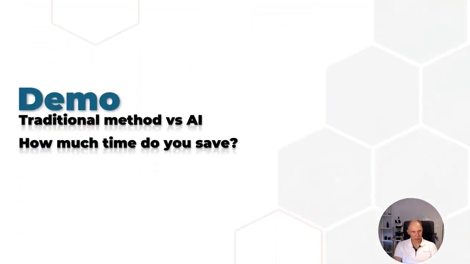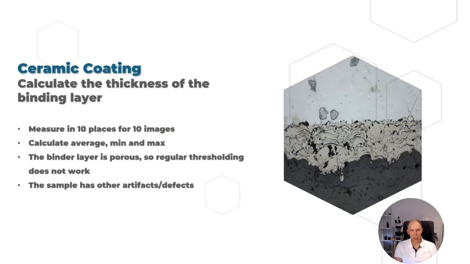So in this next step, I'm going to demonstrate with a live video how much time you can actually save by using AI. So let's start with a ceramic coating example. In this case, we want to calculate the thickness of the binding layer. And in our case, we want to measure in 10 places for 10 images. That is a total of 100 measurements. And then out of that, we normally calculate the average, the min, and the max.